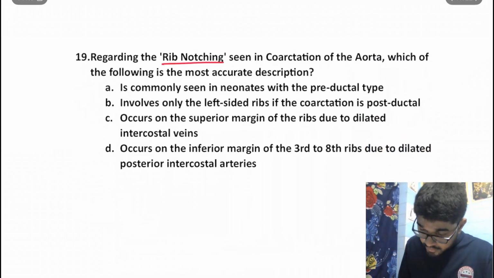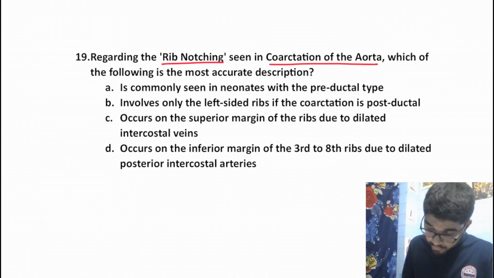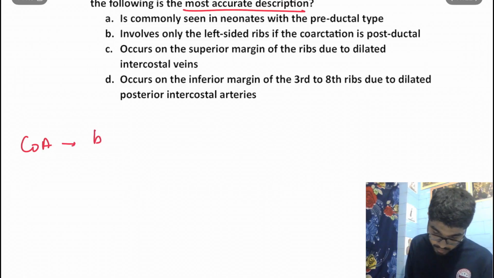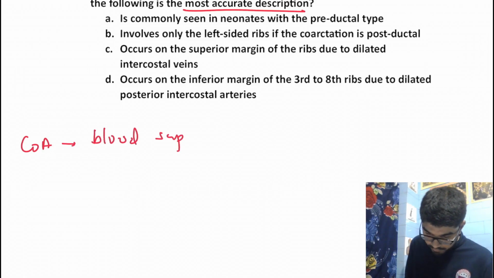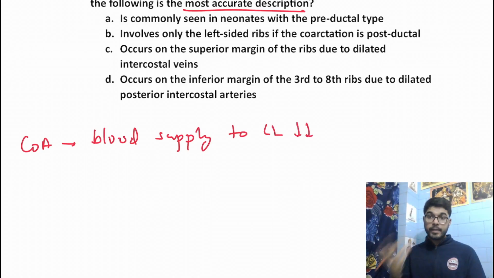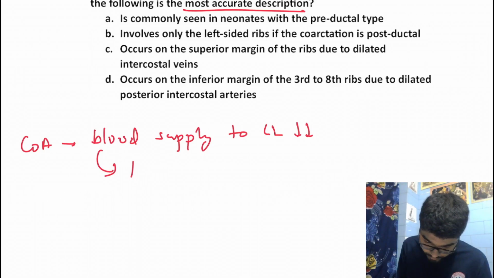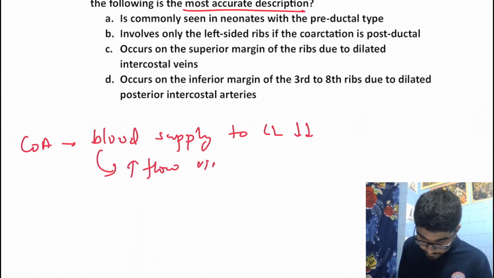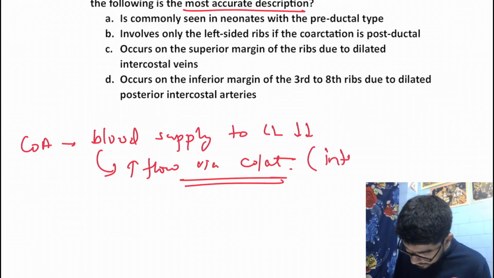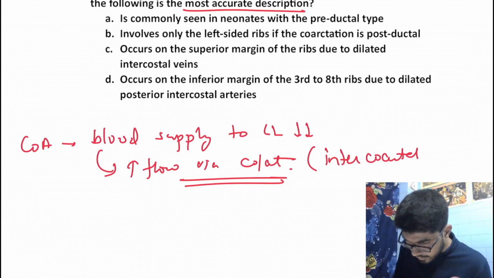Regarding rib notching seen in coarctation of aorta, which of the following is most accurate? What happens in rib notching? In coarctation of aorta, the blood supply to the lower limb is decreased, right? Now the body has to compensate. So there would be increased flow via collaterals. And what are the collaterals? You have the intercostal arteries.